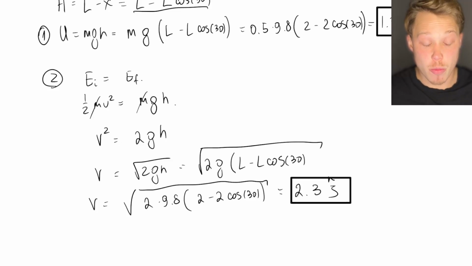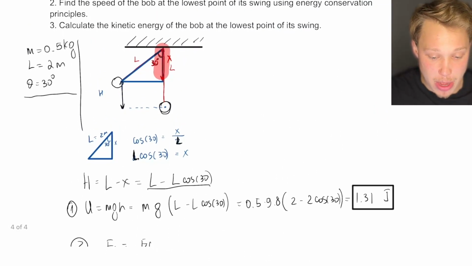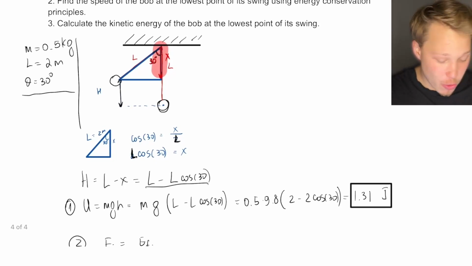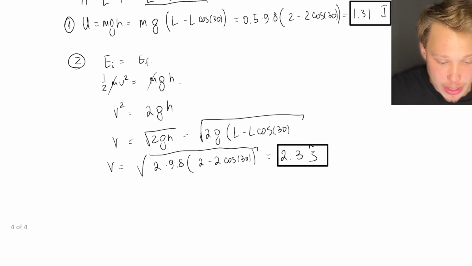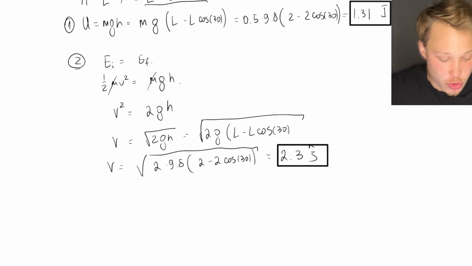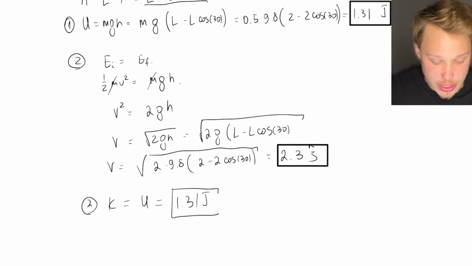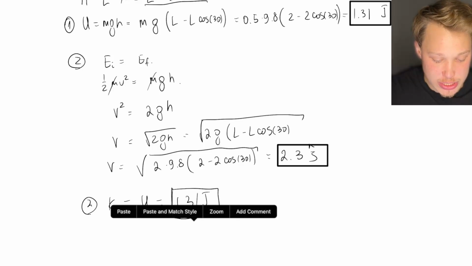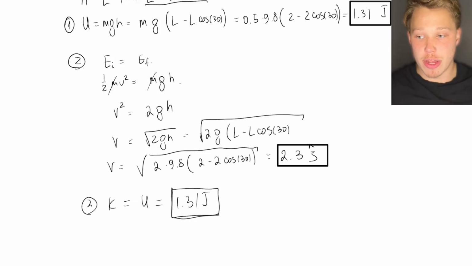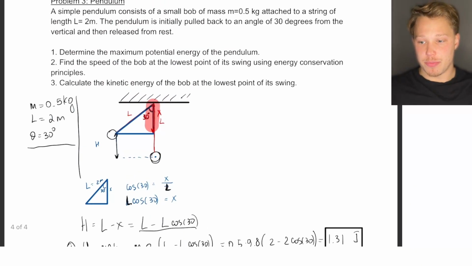Great. Now we're almost done, guys. For number 3, we have to calculate the kinetic energy of the bob at the lowest point of its swing. But of course, this kinetic energy should be equal to this potential energy right here. So the third part, the kinetic energy, is equal to the potential energy, which we have already found, 1.31 joules, as our final answer. So just like this, we have learned about energy conservation in pendulums.